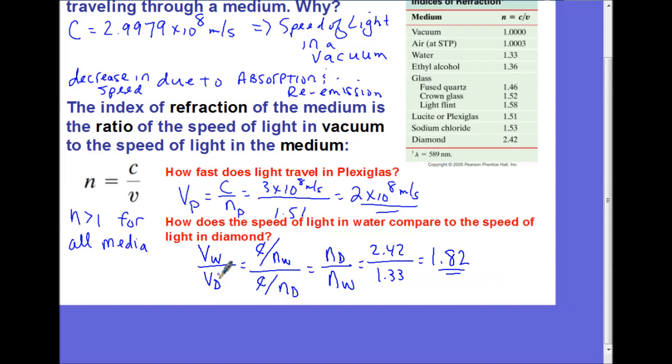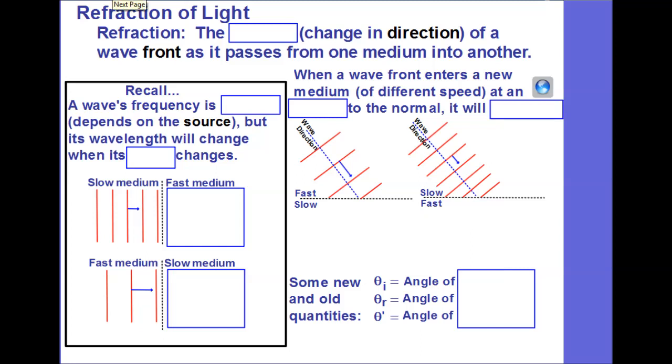So, key summary on this slide: the index of refraction is a ratio of the speed of light in a vacuum to the speed of light through a substance. Now, this is related very strongly to refraction of light. You may remember refraction, we studied it in our wave unit. This is the bending of light, or change in direction of any kind of wavefront as it passes from one medium into another. Recall that a wave's frequency is fixed. It's a constant value. It depends on what the source is. But the wavelength will change when its speed changes.